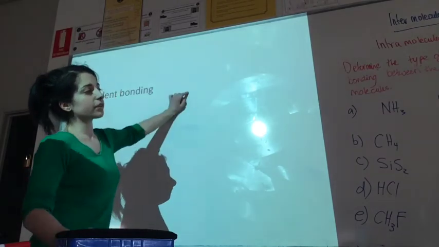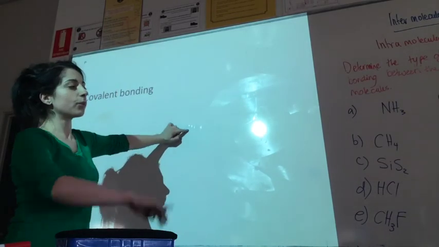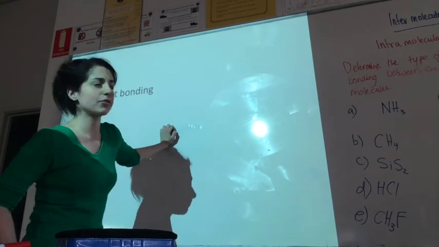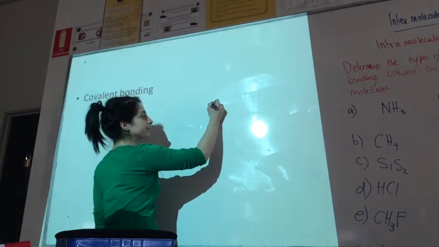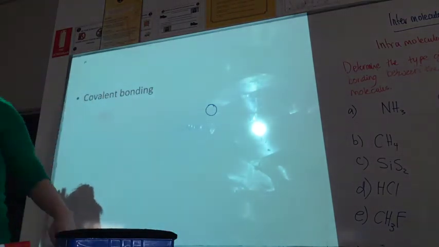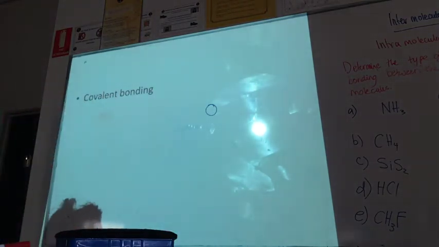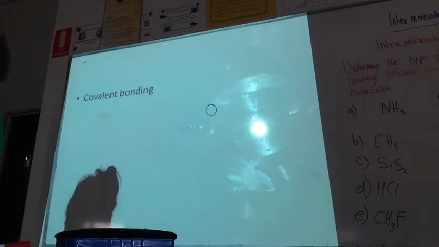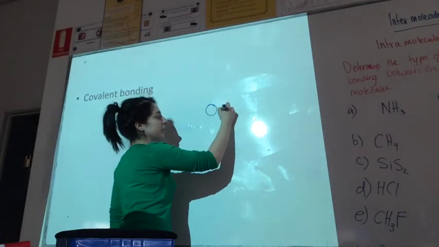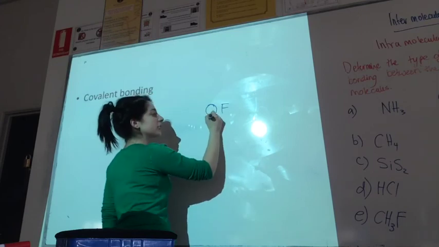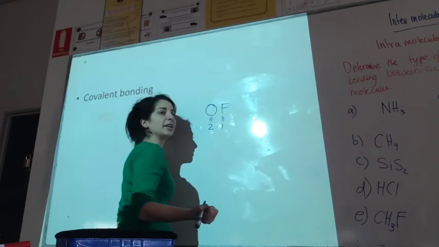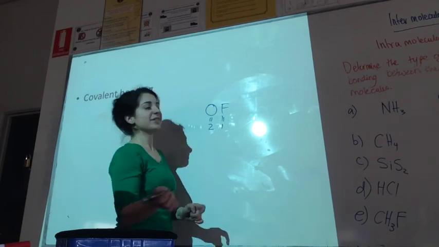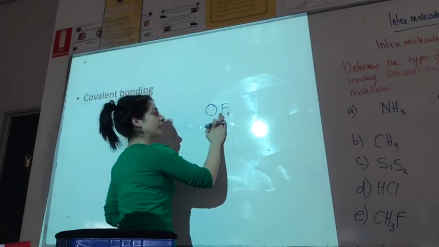Do you want to do one as an example? I'll do one not on there as an example. Leave those ones for you. So let's say we've got oxygen. What do you want to bond oxygen with? Magnesium's a metal. You've got to go non-metals. Oxygen and fluorine. Yep. Oxygen needs 2, fluorine needs 1. I need 2 fluorines. So it'll be OF2.